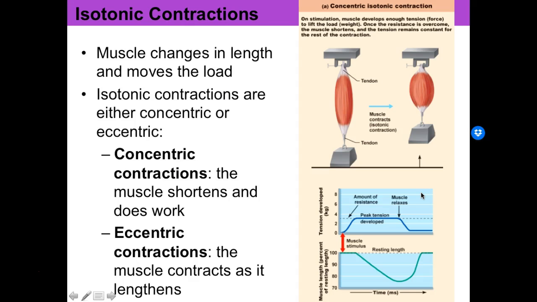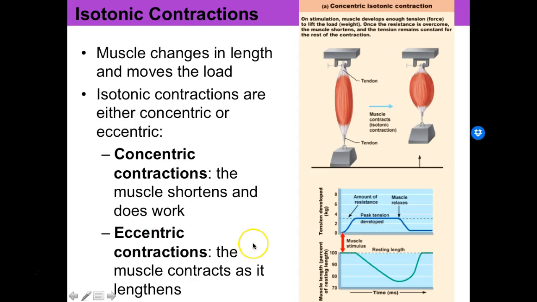Now there are different types of contractions. We have concentric contraction and eccentric contraction. These both fall under the topic of isotonic contractions. A concentric contraction is basically what you truly think of when you think of contraction. The muscle is shortening and doing work. So think of your biceps brachii flexing the elbow. That muscle is shortening, causing that action.